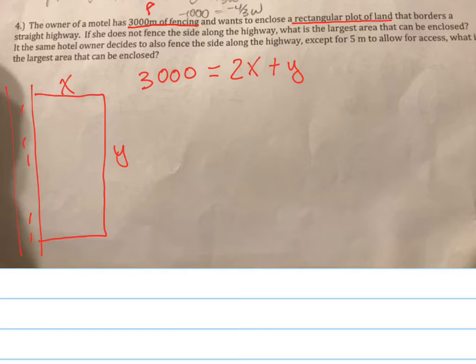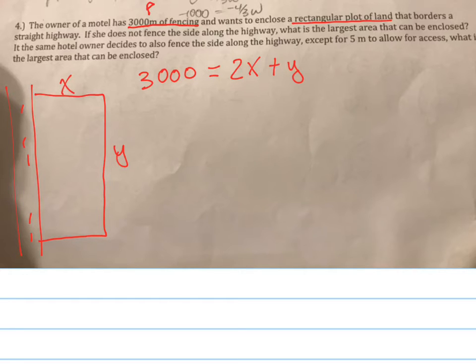Remember, with these problems, you always have to come up with one equation that relates the two variables together. And that's not the equation you're going to maximize. You're going to use that to eliminate one of the variables in your other equation. It's kind of like a system of equations.